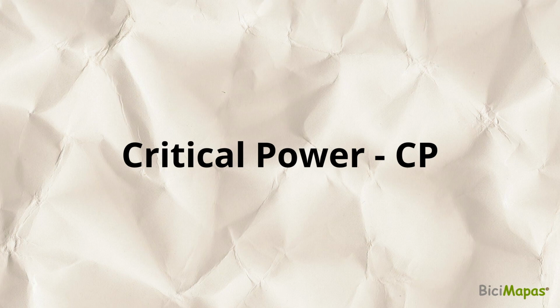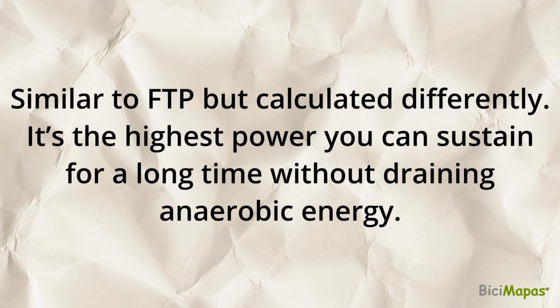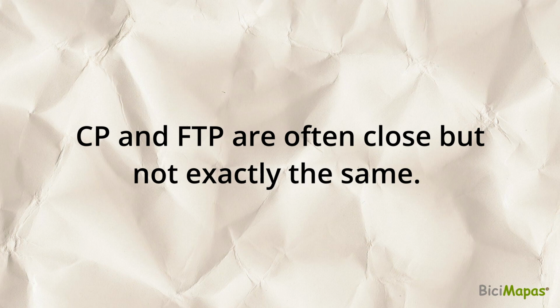Critical power, or CP. Similar to FTP but calculated differently. It's the highest power you can sustain for a long time without draining anaerobic energy. CP and FTP are often close but not exactly the same.